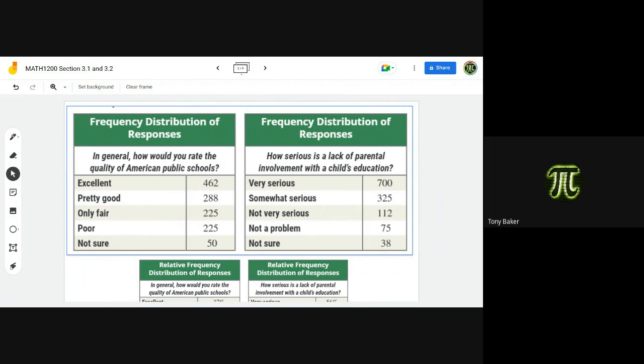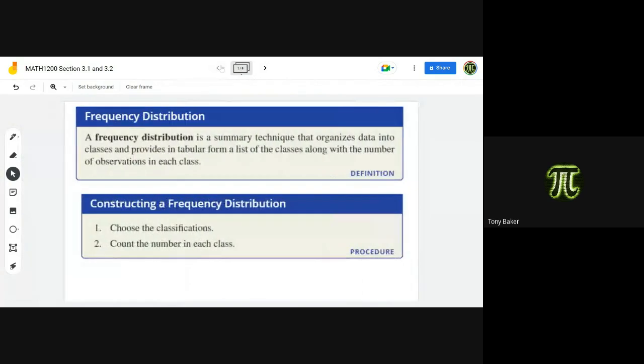So what would the definition of frequency distribution be? A frequency distribution is a summary technique that organizes data into classes and provides a tabular form, a list of classes along with the number of observations in each class. Simply, it's a table with classes instead of all the data. And then all you're doing is counting them up.